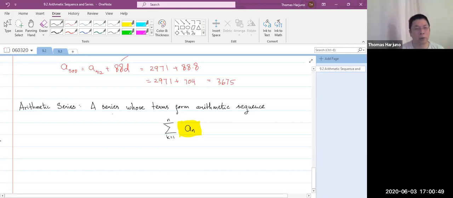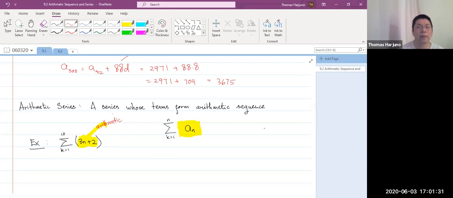So for example, the following. If we have the sum from k equals 1 to 10 of 3n plus 2, now notice that the terms here are very similar to a linear function. So this must be an arithmetic series because the terms follow an arithmetic sequence. Now, how about the formula?